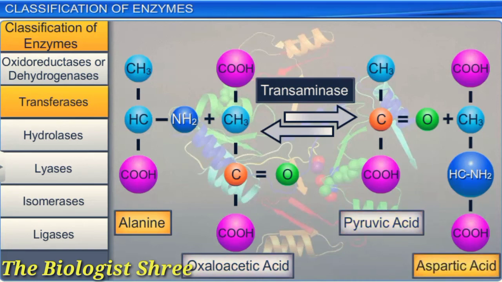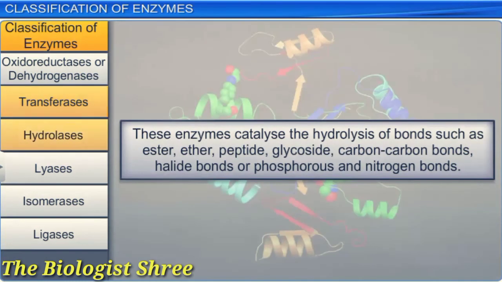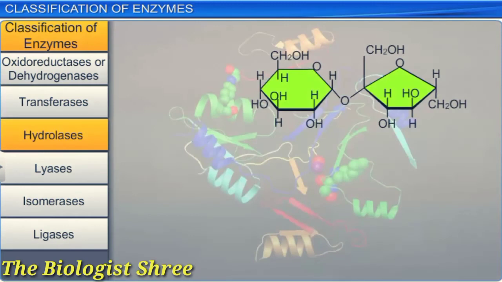The third class of enzymes, or hydrolases, catalyzes the hydrolysis of bonds such as ester, ether, peptide, glycoside, carbon-carbon bonds, halide bonds, or phosphorus and nitrogen bonds. For example, the hydrolysis of glycosidic bonds in sucrose by sucrase leads to the formation of glucose and fructose.